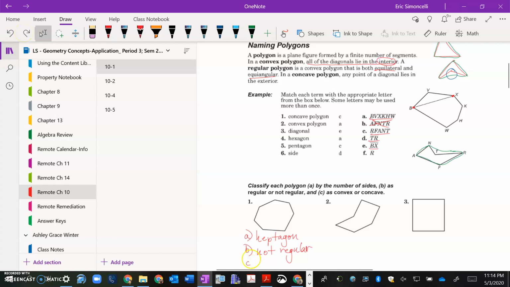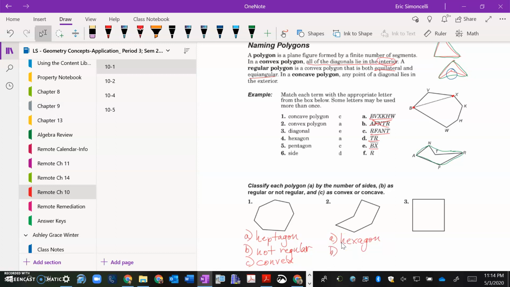Last but not least, part C. I'll use the analogy again to help us understand and frame what this is, particularly where if it were wrapped around, the rubber band, so to speak, would touch every side, so that would be convex. Number 2, we start off with part A. The number of sides, we've got 1, 2, 3, 4, 5, 6. So this is a hexagon.